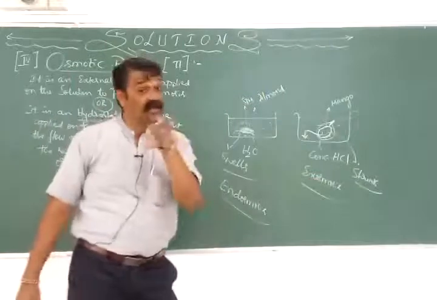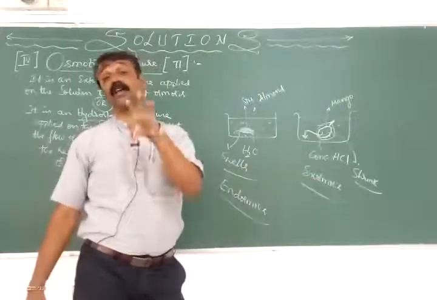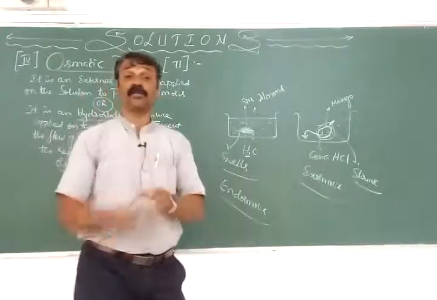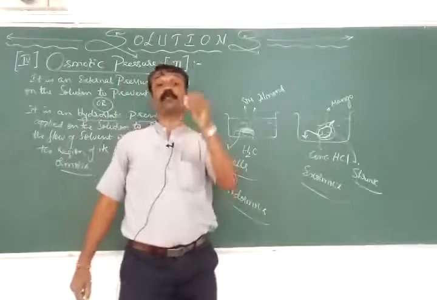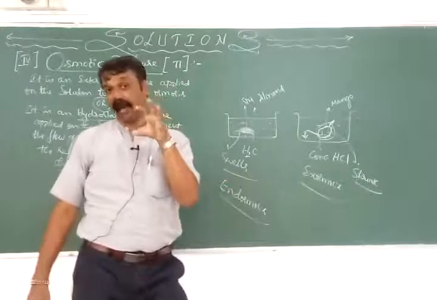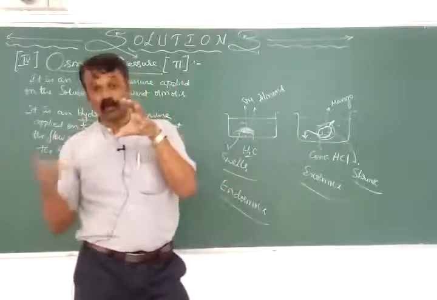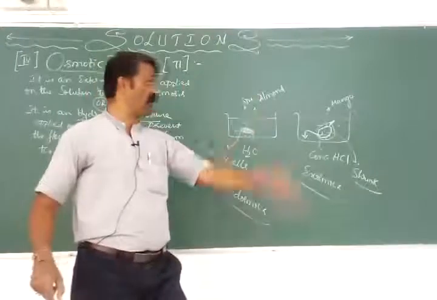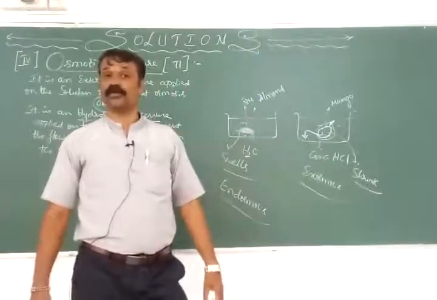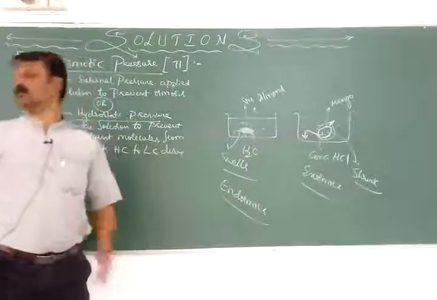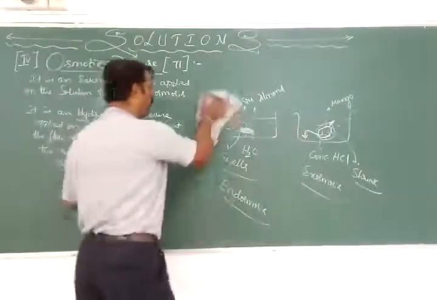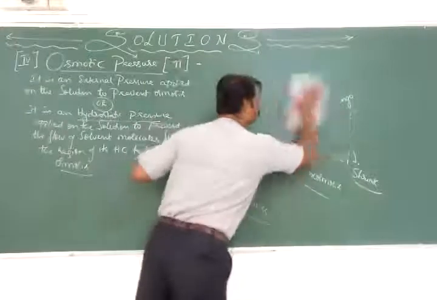But if it is preserved in concentrated NaCl or concentrated HCl, what happens here? It starts to shrink. Why is it shrinking? Because the solvent, that is the water present inside the ripe mango, will start to move out and enter into the concentrated NaCl or HCl. That is what is called exosmosis, whereas this is endosmosis. Okay. So this is about the first definition related to osmotic pressure.